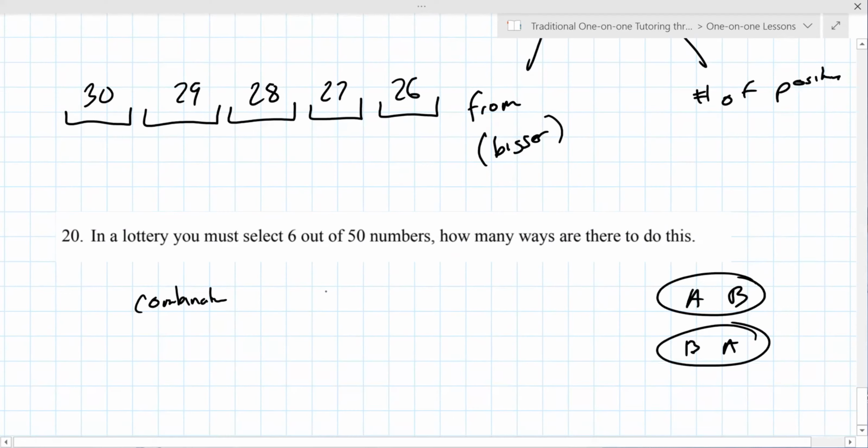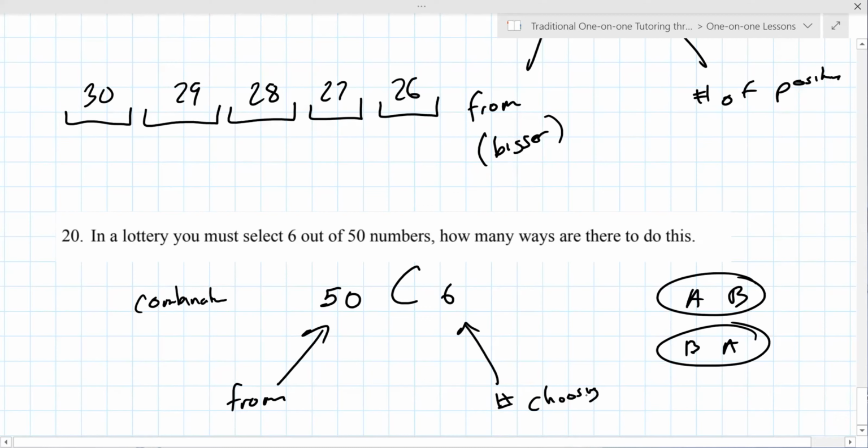Gotcha. And so again, like you just said, the bigger number comes first, smaller number comes second. This is what you're choosing from. This is how many you're choosing. The number choosing. But it's always true, what you just said. Gotcha. Okay, that's easy. Are you comfortable finding that on your calculator, the C and the P? Okay. Great.